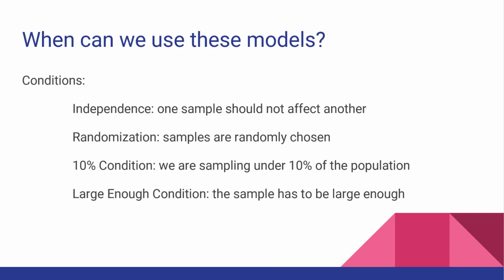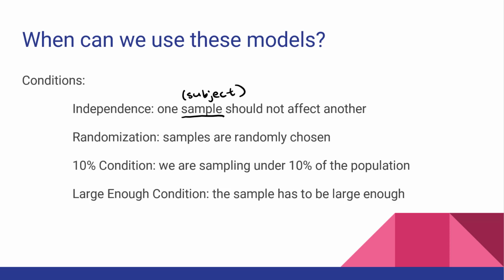There are certain conditions that we have to fulfill in order to use these models. So that's these 4 right here: independence, randomization, 10%, and large enough condition. You have seen some of these before, actually, when we were doing our binomial and geometric models, as well as when we were doing our simulations. Our independence condition says that one sample or subject should not affect another. So whether one person is in support of our vending machines should not affect if another person is in support of the vending machines. Or if we're talking about height, the height of one person should not affect the height of another person. Next, we have randomization.